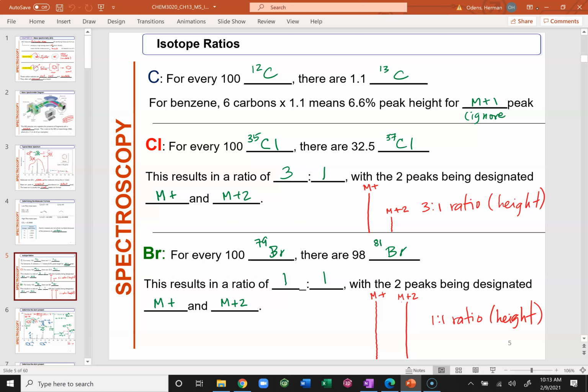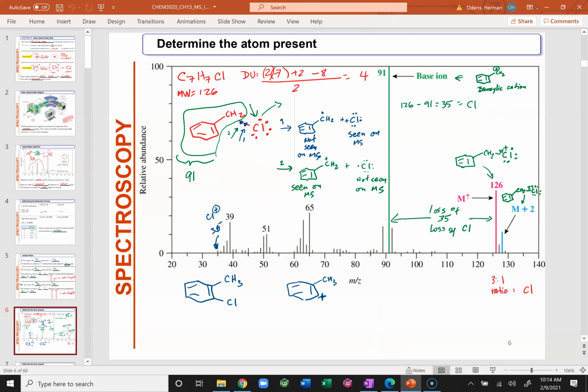And then for bromine, you have two isotopes. You have the one at 79 and the one at 81, and the ratio is 1-to-1, roughly about the same height. We're going to go through examples, so I'm not going to go through this right now.